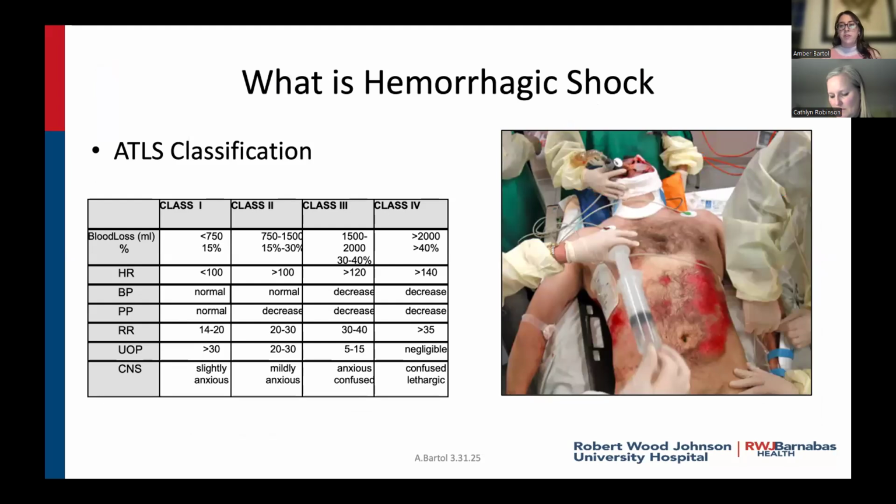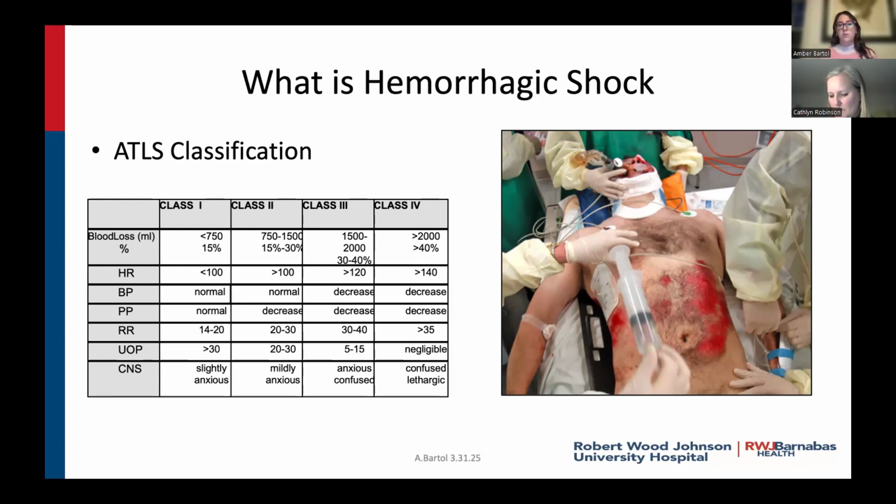So what is hemorrhagic shock? If you're a trauma nurse or you work in a trauma hospital, or even if you don't, you probably know that there are different training programs. Nurses usually get trained through TNCC or ATCN. Those are both nurse-driven training programs. And then the physicians are trained through ATLS, which is Advanced Trauma Life Support. And that's what this classification here is based on. So ATLS classifies shock in 4 different ways.